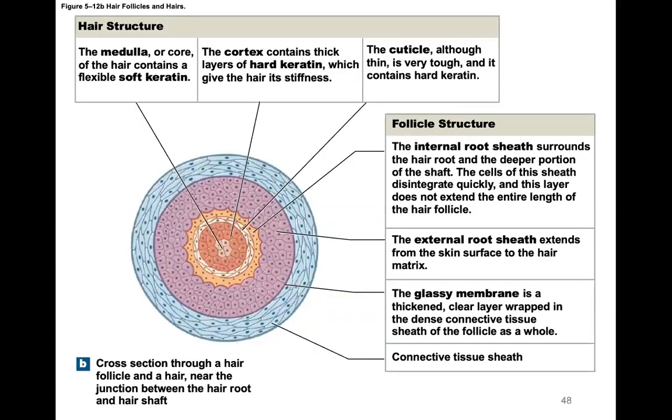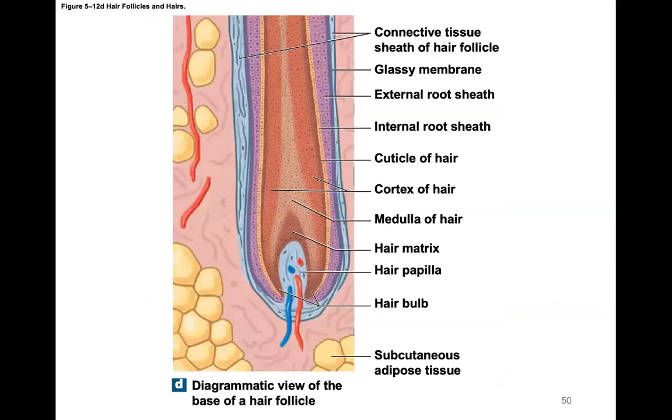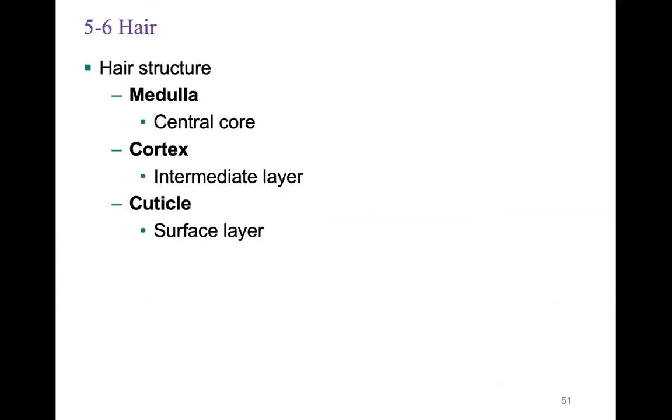When you look at a cross section of a hair follicle, you can just see that you have the medulla, which is the core. The cortex will surround that, and then you have the cuticle, and then you just have the outer cells, the external root sheath. These are just layers and layers of cells that just sort of build on top of each other. This is looking at an actual histological section, looking at the longitudinal axis of the hair follicles. And here's a cartoon version of that.